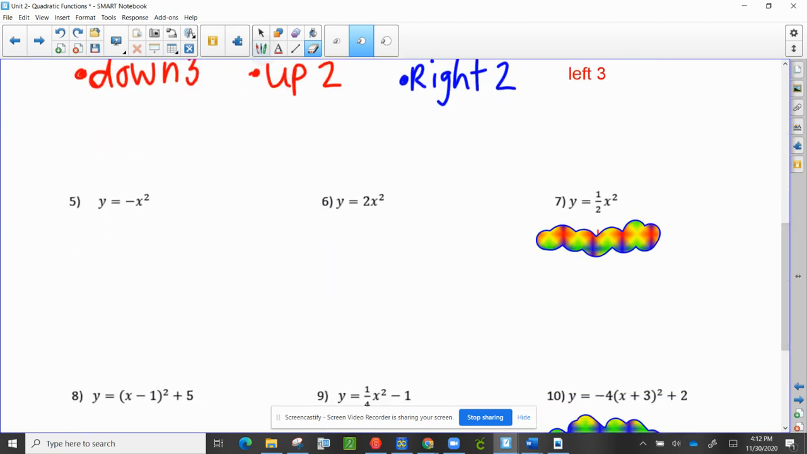So let's look at number 5. It looks like I have y equals a negative x squared. So all this graph does is flip. That's the only change to the parent function, is throwing a negative in front.